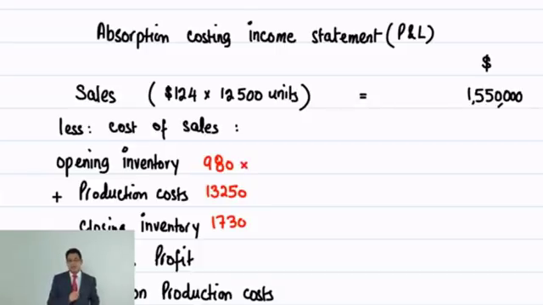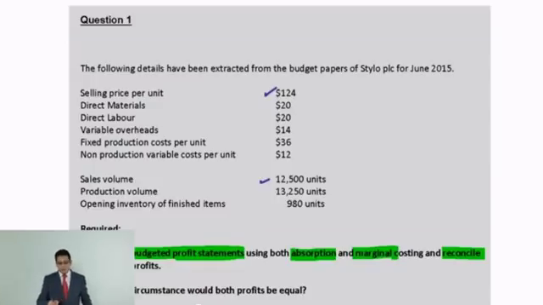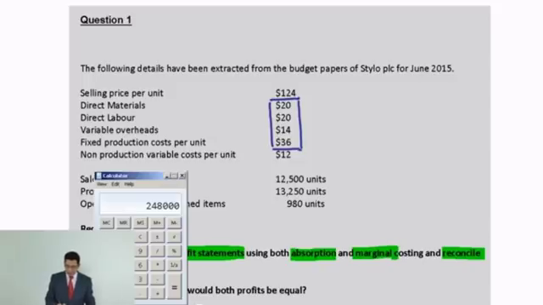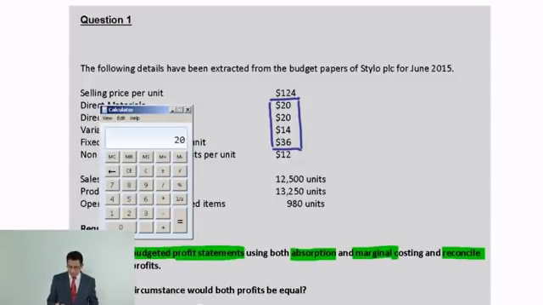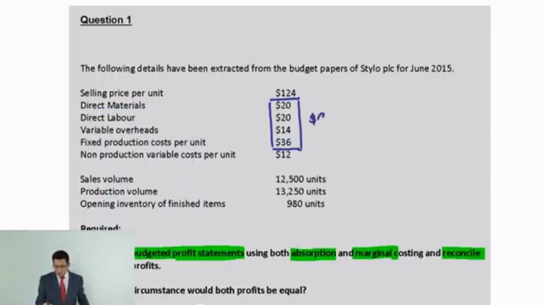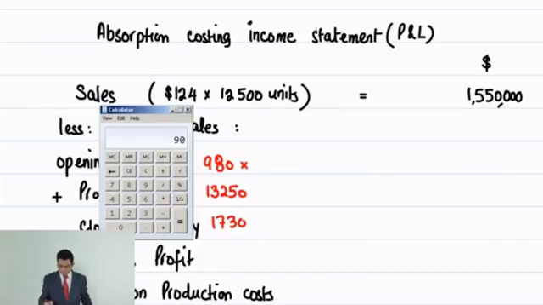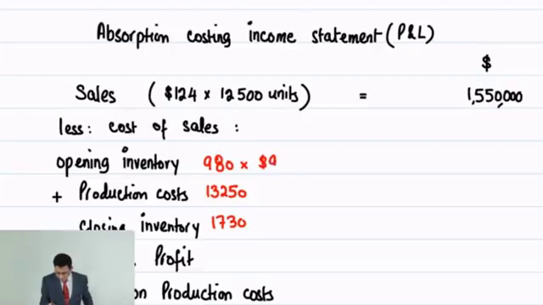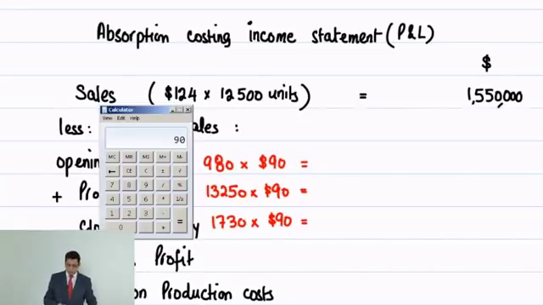Now here is the absorption costing: 1 unit of inventory will be valued at full production cost, including variable and fixed production elements. Meaning to say, 1 unit of inventory will include direct materials of 20, direct labor of 20, 14 of variable overheads, and 36 of fixed overheads. So 1 unit will cost us $90 as per absorption costing. So 980 units times 90, 13,250 units times 90, and 1730 times 90, and we simply get opening inventory value plus production cost minus closing inventory.